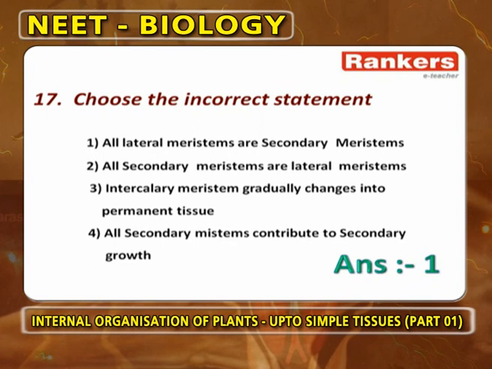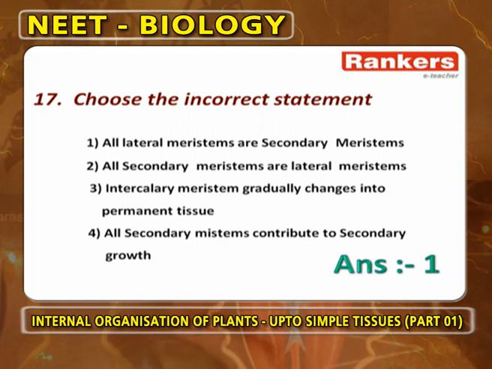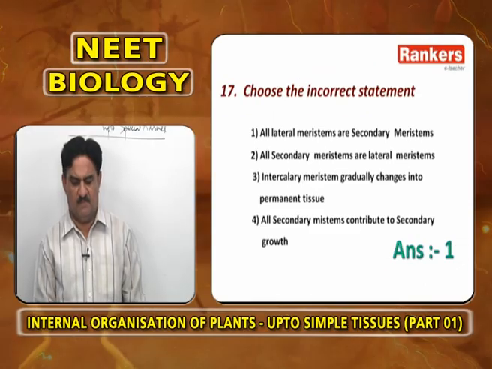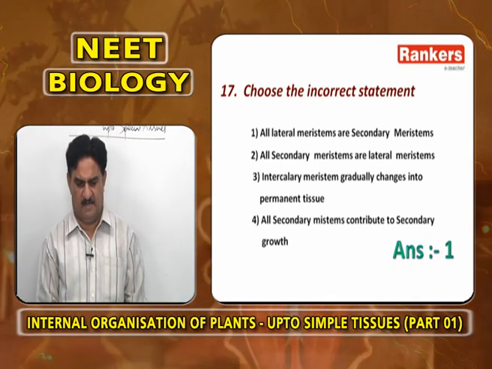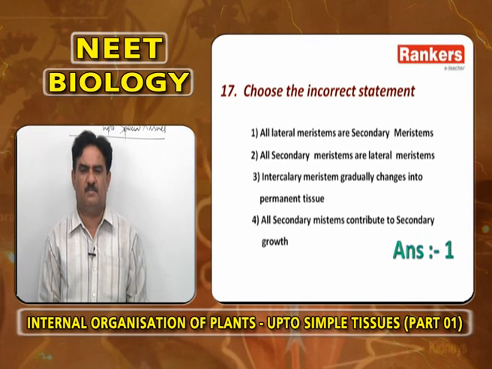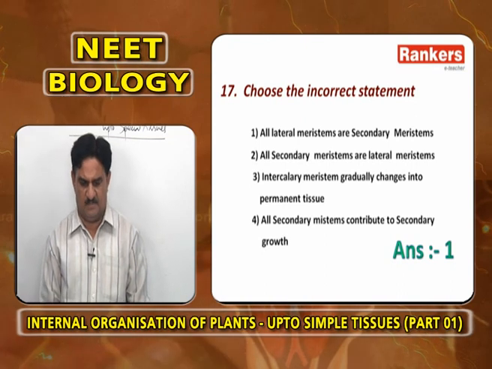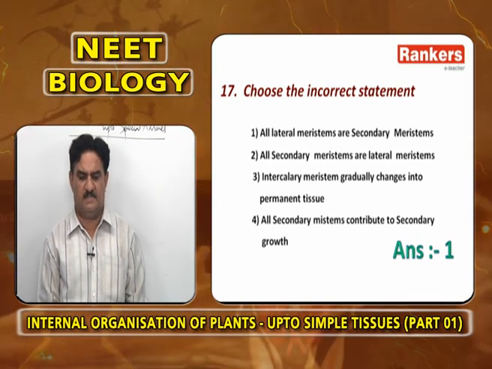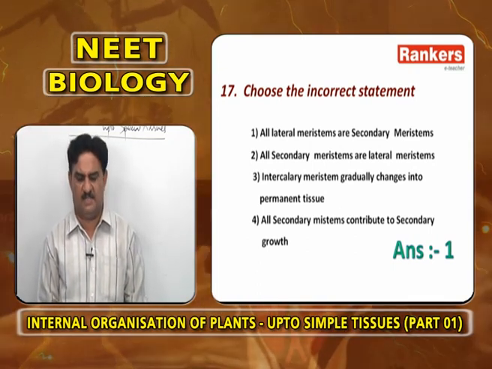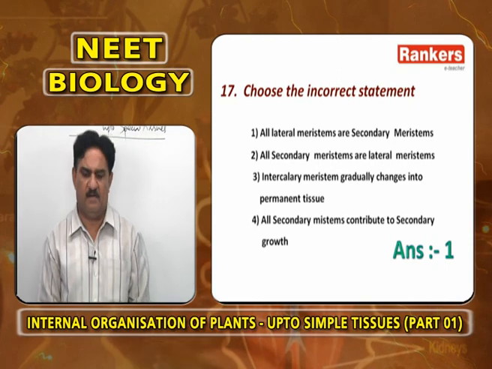Choose the incorrect statements. All lateral meristems are secondary meristems. All secondary meristems are lateral meristems. Intercalary meristem gradually changes into permanent tissue. All secondary meristems contribute to secondary growth. All secondary meristems are lateral meristems, that is definite. Vascular cambium and cork cambium are secondary meristems. Intercalary meristem gradually changes into permanent tissue is also correct, because intercalary meristem is an ephemeral tissue which converts into permanent tissue. All secondary meristems contribute to secondary growth is correct. But wrong is: all lateral meristems are secondary meristems. All lateral meristems cannot be regarded as secondary meristems, with the exception of vascular cambium, which is a primary lateral meristem.